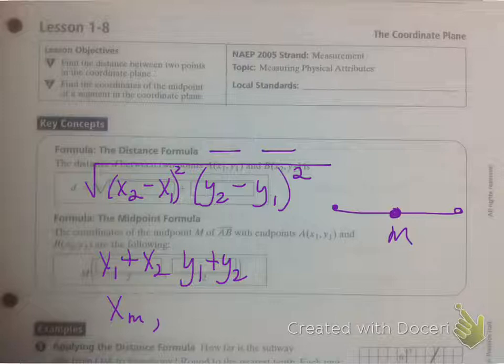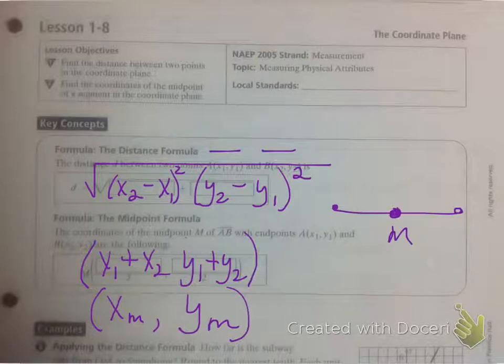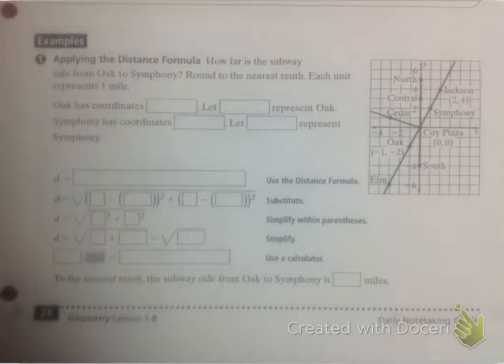And then we're going to take our y1 plus y2 divided by 2. Again, y1 plus y2 divided by 2 is going to give my ym coordinate. So the two coordinates that I create have parentheses around them and a comma, because I'm going to get my midpoint coordinates, my xm and my ym. Okay, next page. We're going to apply this and put some numbers in.